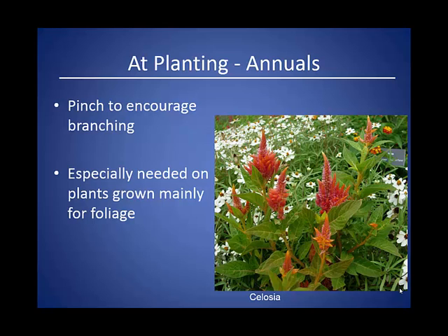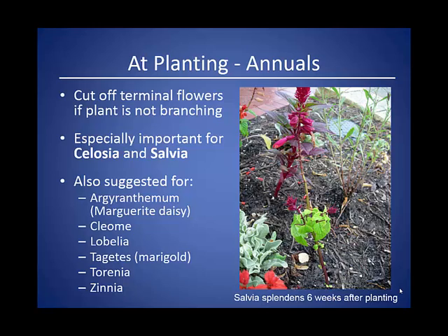With these annuals, this is a celosia. If you buy them from the nursery, especially if they already have a bloom going, you might want to go ahead and pinch back that bloom. That's going to encourage more bloom down the line. Otherwise, again, you might just get a spindly, not very attractive looking plant. And this is especially true of plants that are just grown for their foliage. You want to pinch them.